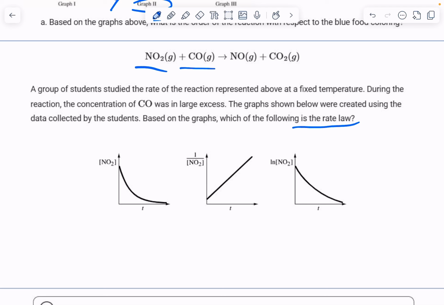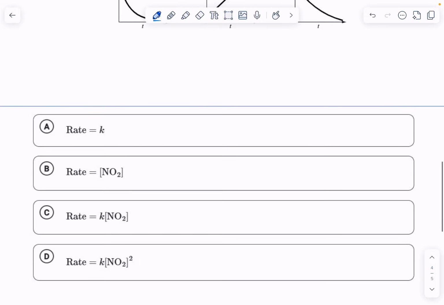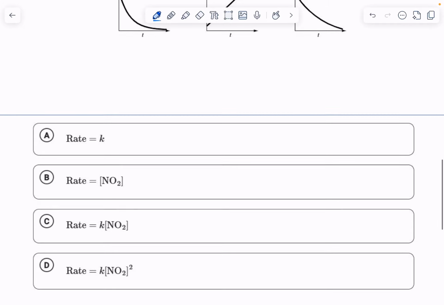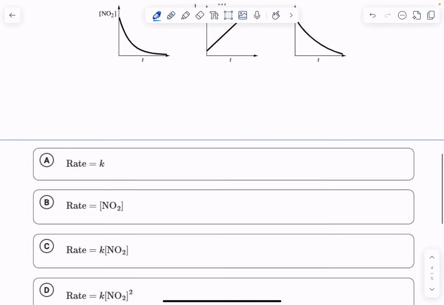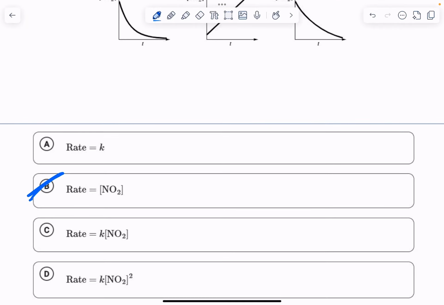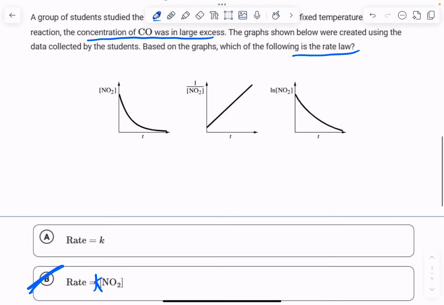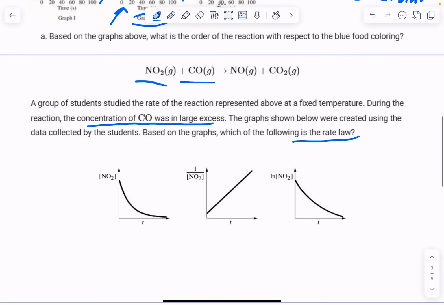Okay, a couple of key things. The rate law should include both reactants, but since the concentration of CO was in large excess, that's telling me that it's a 0th order reactant. There's so much of it that as the rate is changing, CO is not going to be affecting it, so it should not be part of your rate law. You can see in our answer choices, they don't even put it in there because really, we're just looking at whether NO2 is 0, first, or second order. This one's wrong right off the bat, because there's no k. They have to have a k, a rate constant. So B is wrong right off the bat.